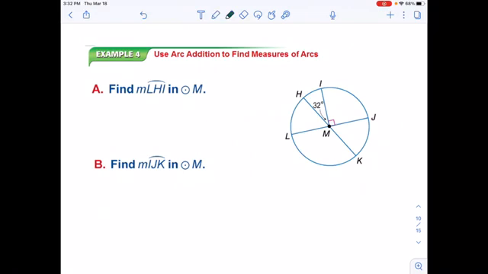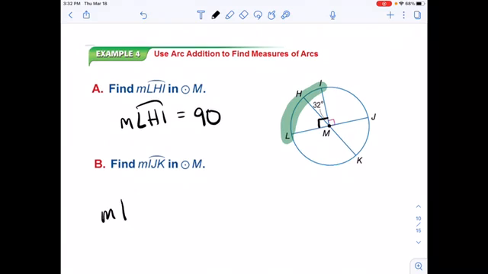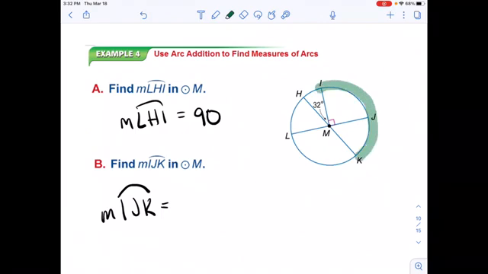So find the measure of LH. Now this one doesn't really need it, because we can just find it right away. The measure of arc LHI is actually just 90. Didn't have to do much work there. On the other hand, the measure of IJK, make sure you get that little arc symbol up there, we'll have to do some work on. There are at least 3 ways that you can solve for this. I'll try to show you all 3.